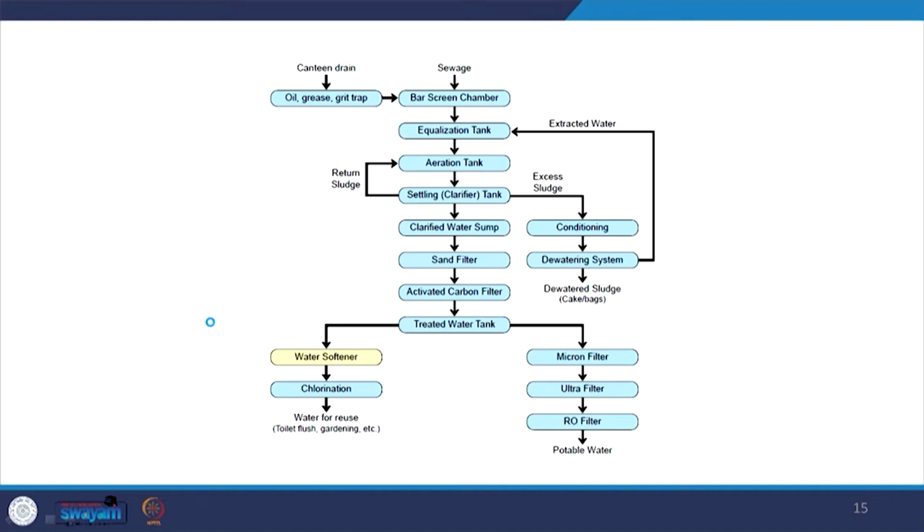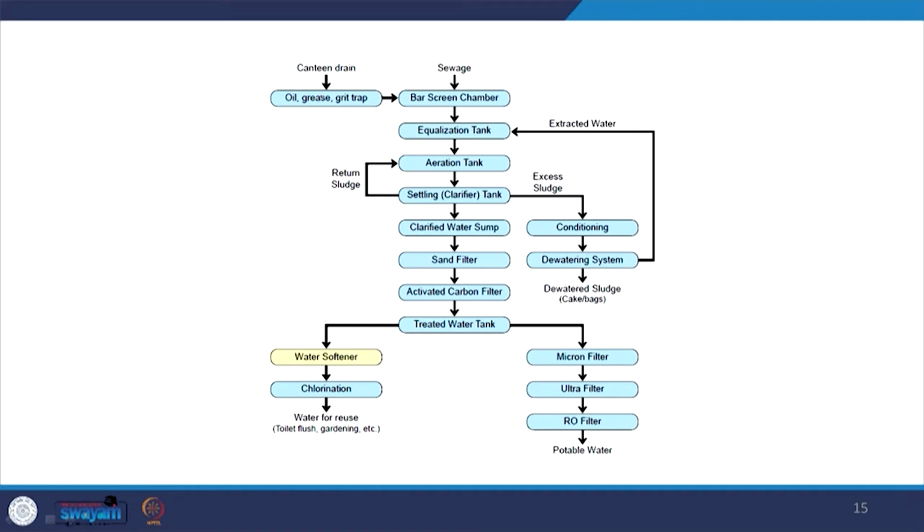If we look at this flow chart for all of the wastewater, the flow chart remains the same. However, we may stop it at a certain level depending upon the standard, the cleaning that is required.